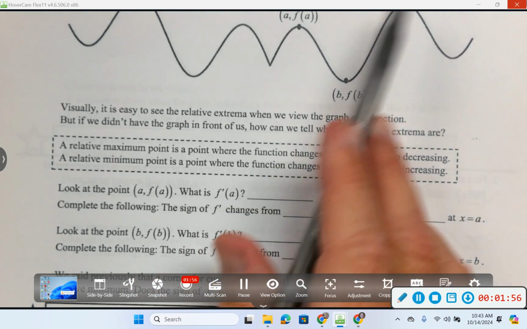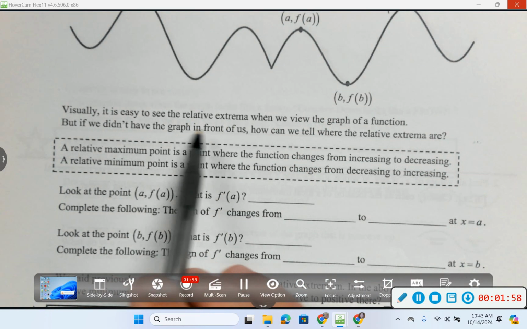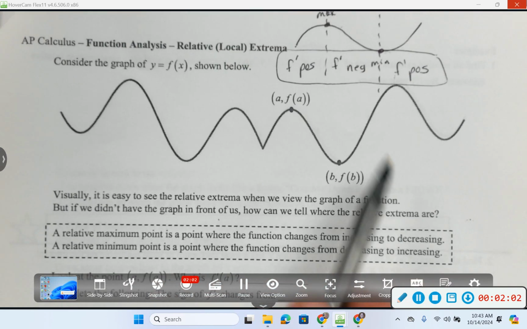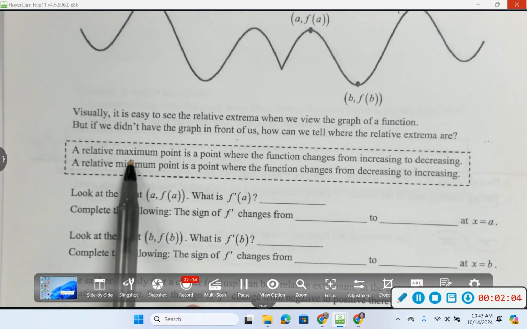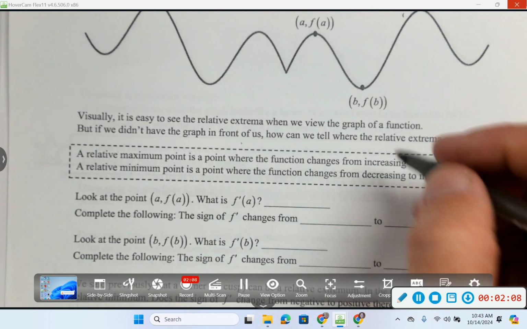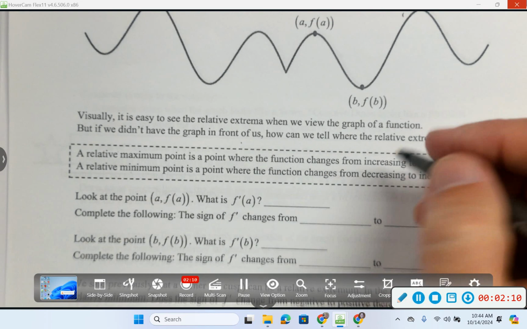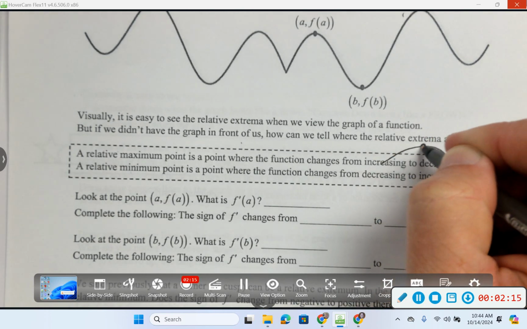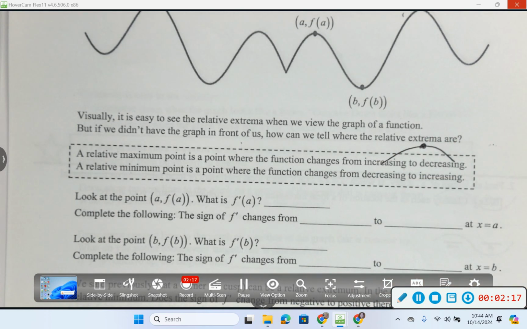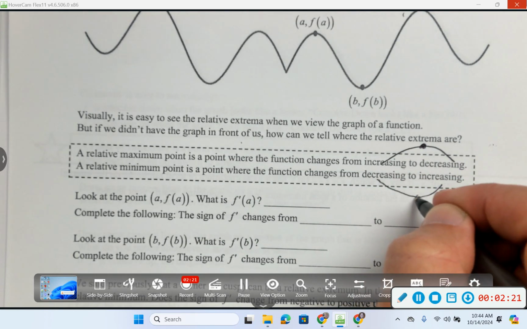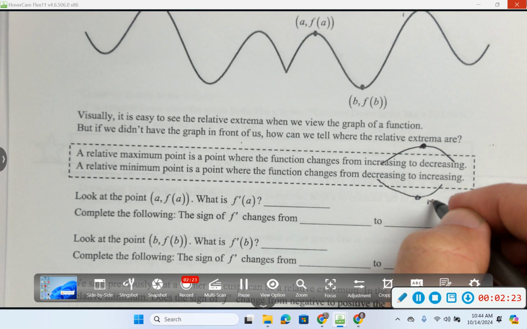Okay, visually it's easy to see the relative extrema when we view the graph of a function, right? The peaks, the valleys. But if we didn't have the graph, then how could we tell where the relative extrema are? Well, that's what we were just talking about. A relative maximum is where the function changes from increasing to decreasing. And this is not like a memorized square. This is like think about it square. If we go from increasing to decreasing, there's a maximum. And if our function goes from decreasing to increasing, there's a minimum.